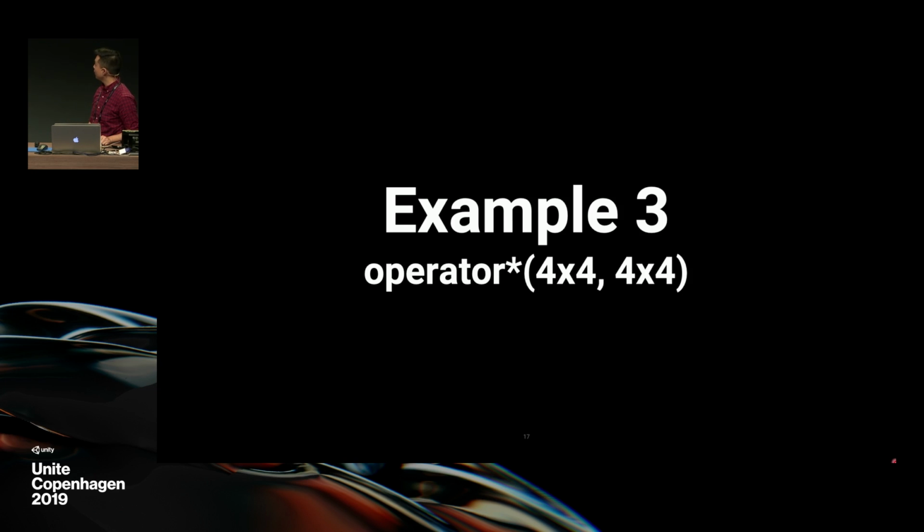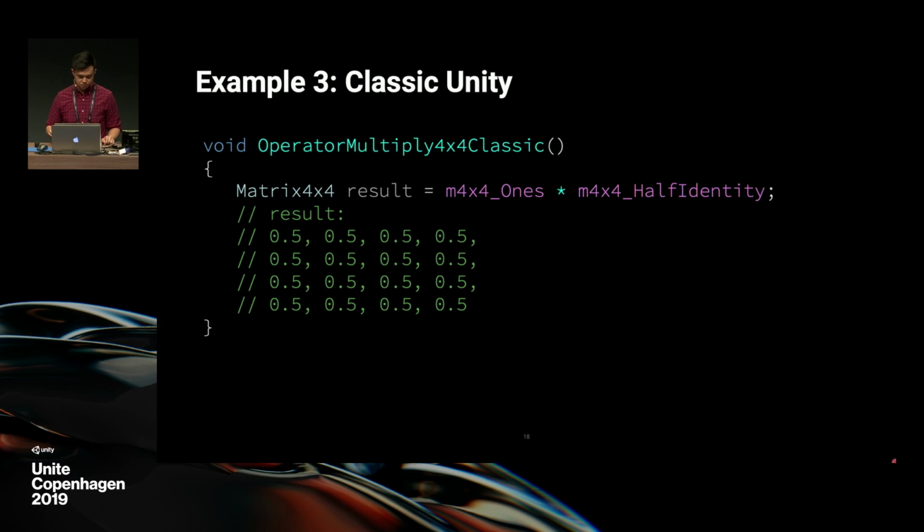Example number 3, operator multiply with 2 4x4 matrices. In classic Unity today, in this example, we have a Matrix4x4, and all its elements are set to 1. The second matrix is the half-identity matrix. When you use operator multiply, that performs matrix multiplication. So it's effectively just going to scale the matrix of all 1s by 0.5. Okay?